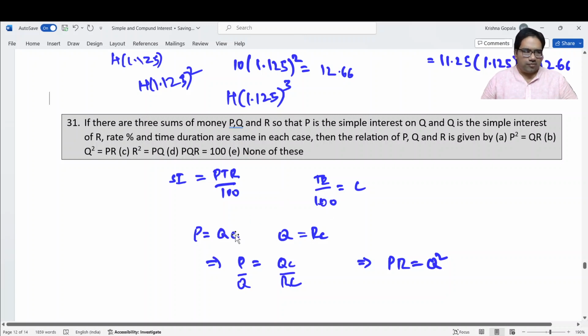So P is simple interest on Q. That means P equal to Q into C. Similarly, Q is simple interest of R. That means Q equal to R into C. That means P by Q is equal to QC by RC. C will get cancelled. PR equal to Q square. Right?